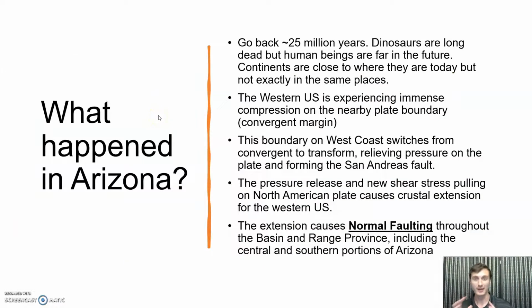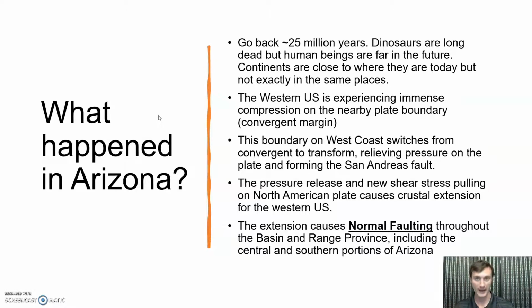So with that out of the way, what happened in Arizona? Well, Arizona, at least the southern part, including the Phoenix area, is part of what is called the Basin and Range province. Now, to understand, we need to go back about 25 million years. You imagine, and we're not going to worry about why or how, that this part of the United States, western United States, is under a great deal of compression. The San Andreas Fault develops and relieves that compression, leading to extension.